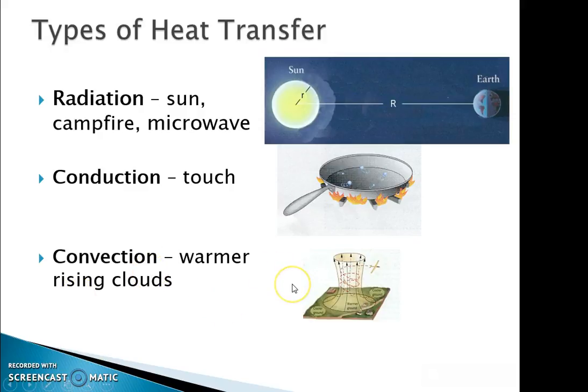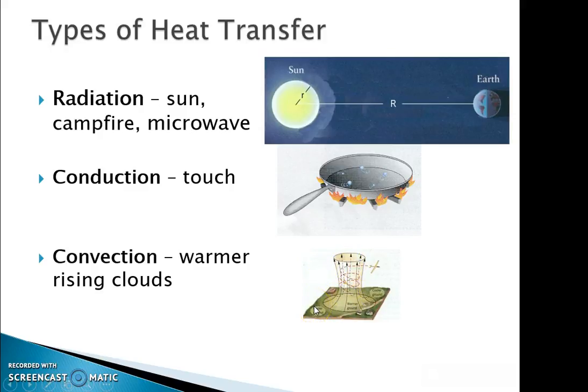Convection is movement of heat through a fluid. So it's that circulation, and we see this in clouds, okay, where air gets heated by the surface, it rises, it cools, and it sinks again.